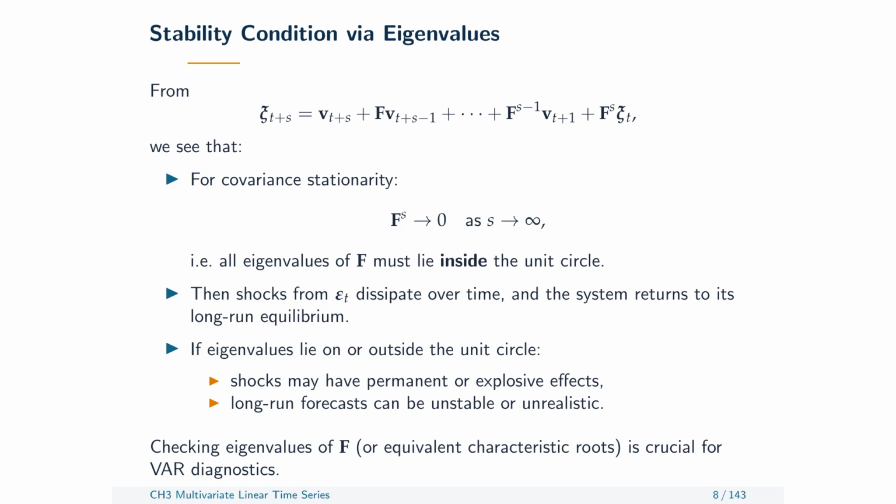Stability requires every eigenvalue of the companion matrix to lie strictly inside the unit circle. Then powers of that matrix vanish, shocks dissipate, and long horizon forecasts return toward the unconditional mean. The same condition can be stated with the determinant of the matrix lag polynomial.